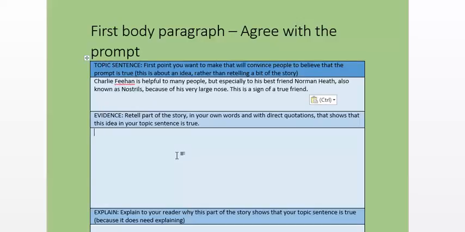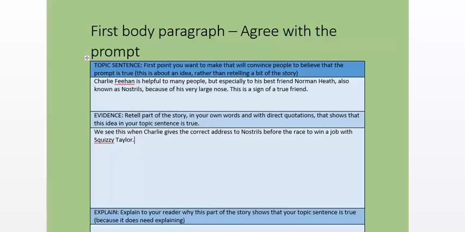So, Charlie Feehan is helpful to many people, but especially his best friend Norman Heath, also known as Nostrils, because of his very large nose. This is a sign of a true friend. We see this, it's not a bad lead-in, we see this when Charlie gives the correct address to Nostrils before the race to win a job with Squizzy Taylor.